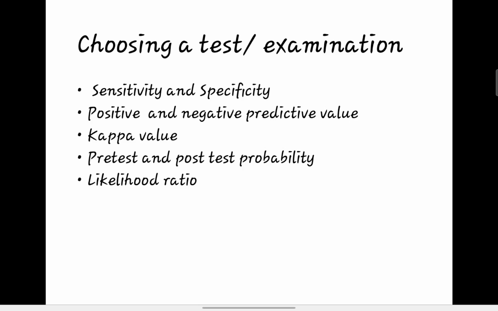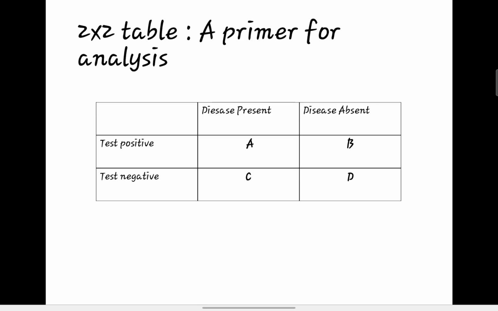So the contents is how to choose a test, basic statistical parameters such as sensitivity, specificity, positive and negative predictive value, Kappa value, pre-test and post-test probabilities, and likelihood ratio. So starting with the basics.